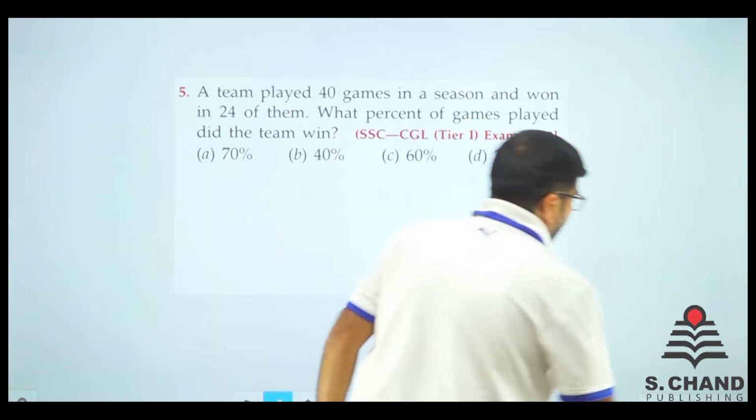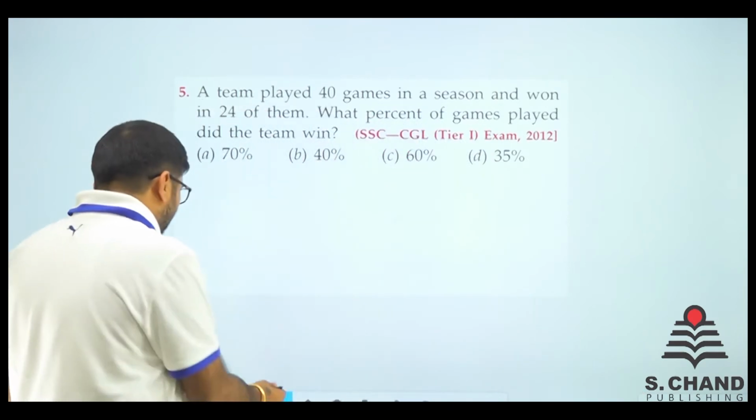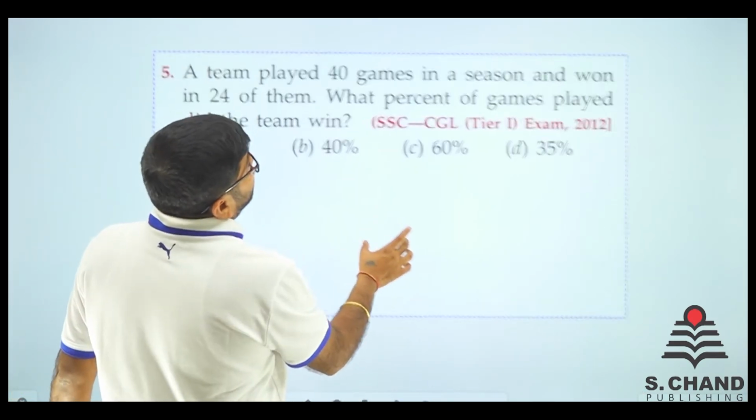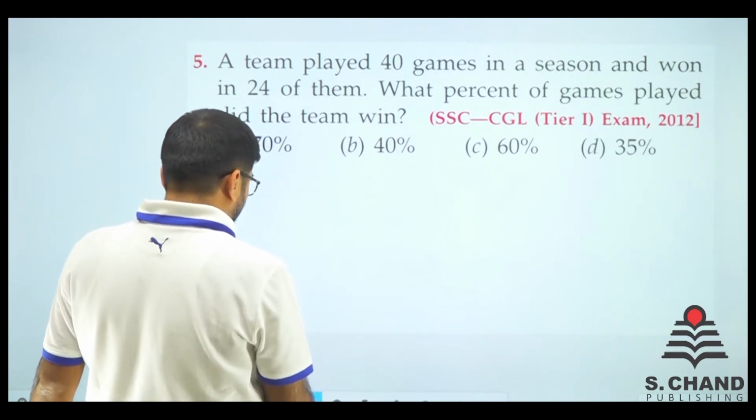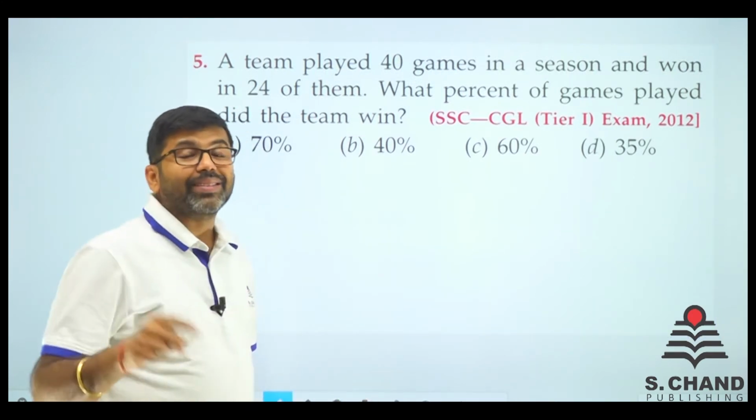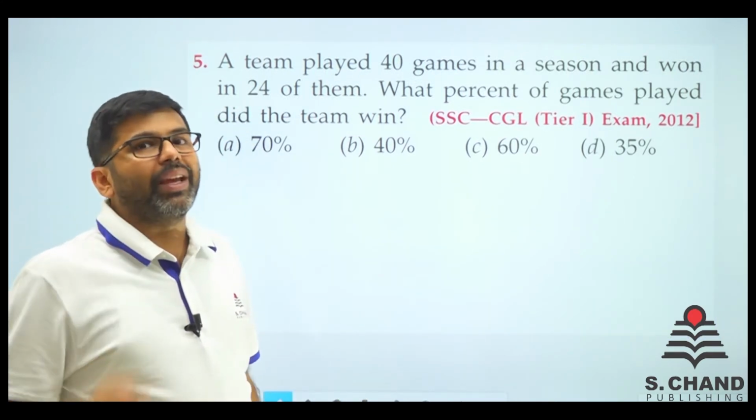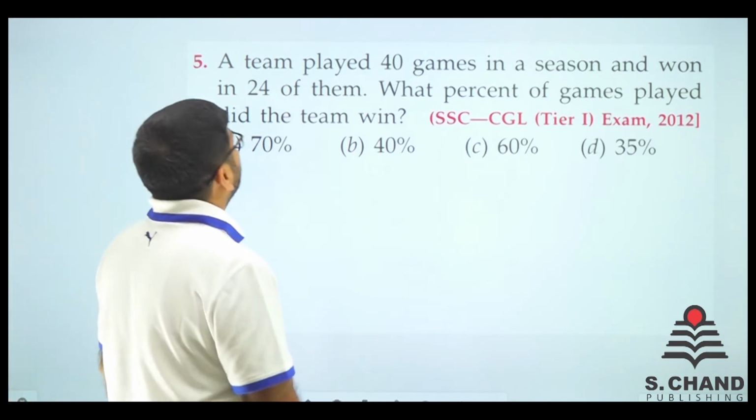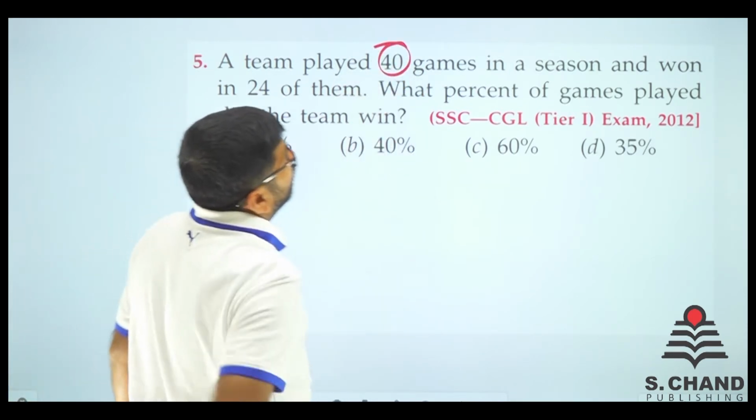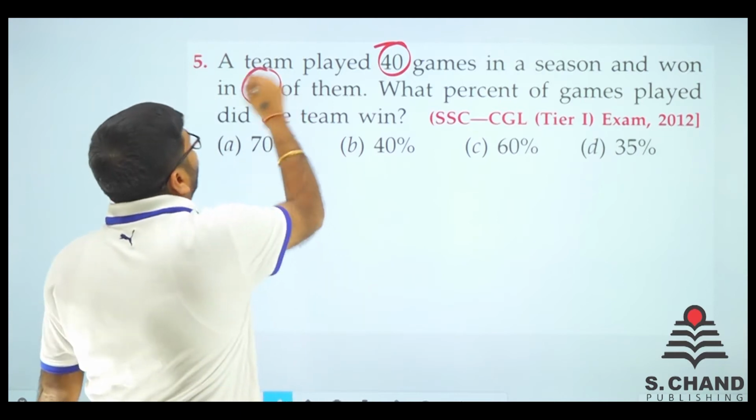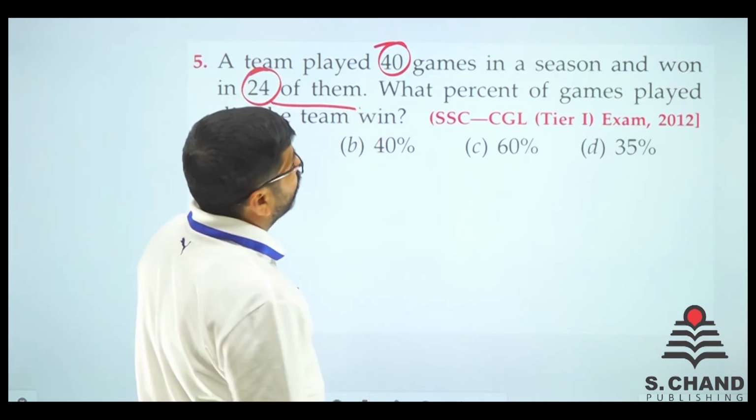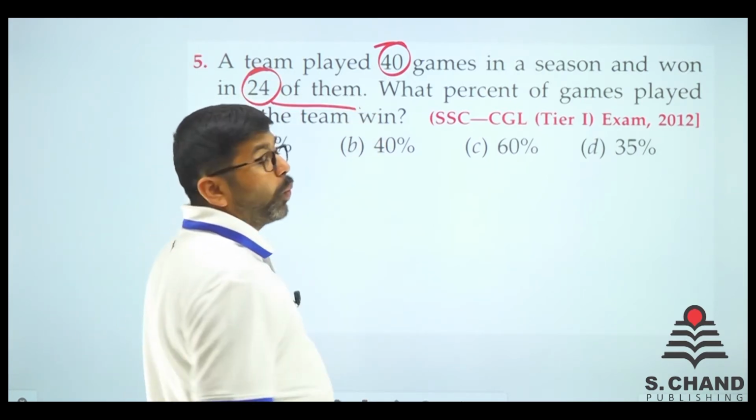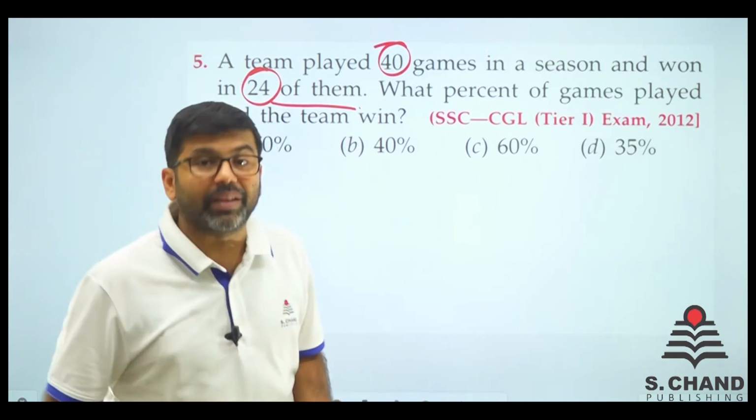Here we go. We go to question number 5. It is SSC CGL Tier 1 exam. As I told you earlier, this comes in the exam. You must take care of it, right? A team played 40 games in a season and won 24 of them. What percent of games played did the team win? So we need to find out the win percentage.